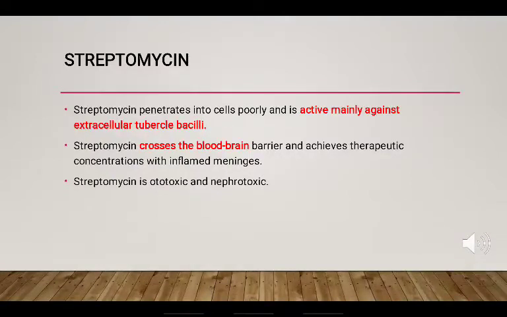Another agent that we have is streptomycin. Streptomycin is effective mainly against the extracellular tuberculosis. So it does not penetrate the cell membrane. Again, it does not cross the blood-brain barrier under normal circumstances unless the meninges are inflamed. Streptomycin, if used for a long period of time, is ototoxic and nephrotoxic. So you need to follow up the patient and assess him for the development of these side effects.